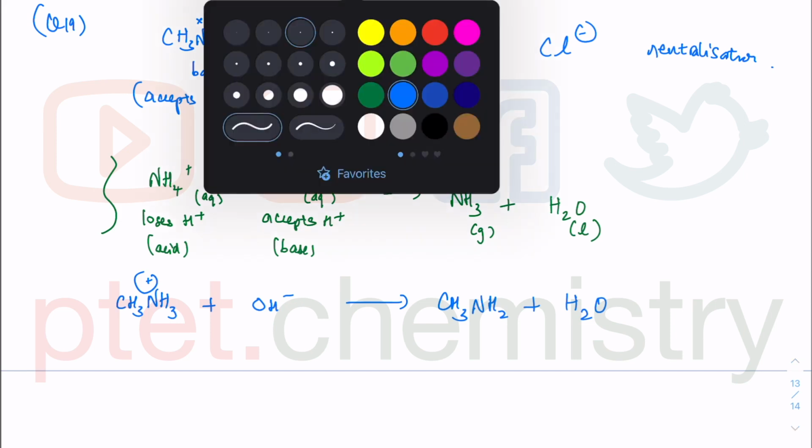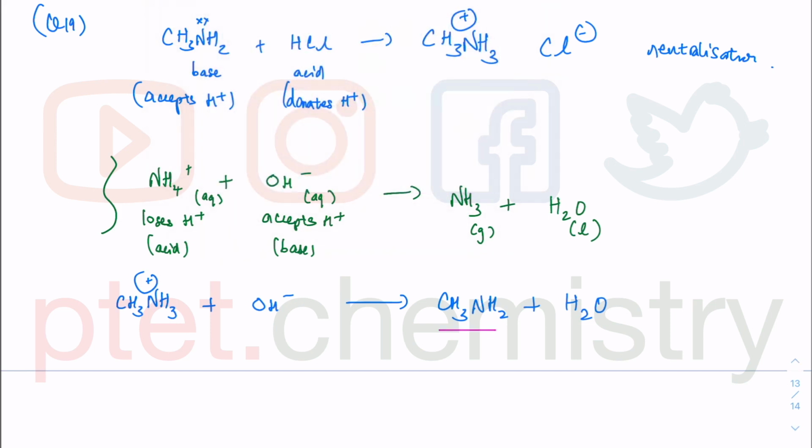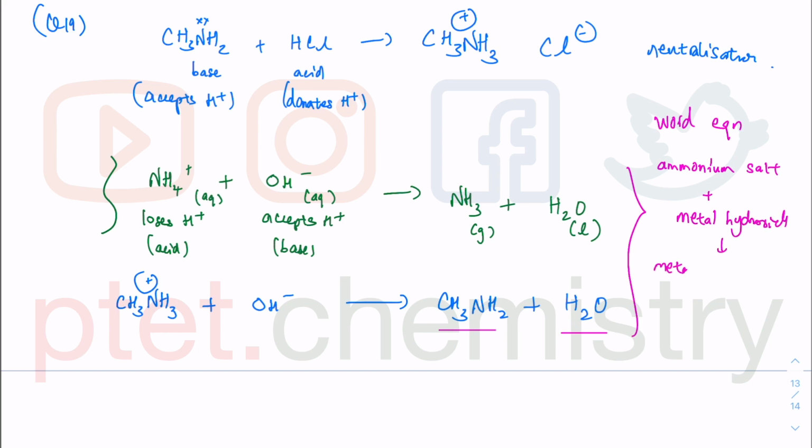So one of your products will be this, the other product will be this, and don't forget that this comes with Na plus, and this comes with the chloride, so you will also get sodium chloride, because as you know, there is a word equation where you have ammonium salt. If you have ammonium salt plus any metal hydroxide, where the hydroxide comes with a metal, you will get a metal salt, NH3, and water. This is an ionic equation.